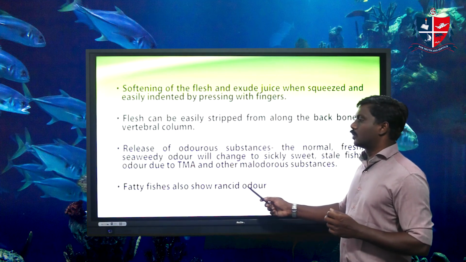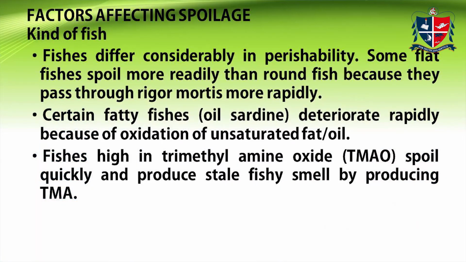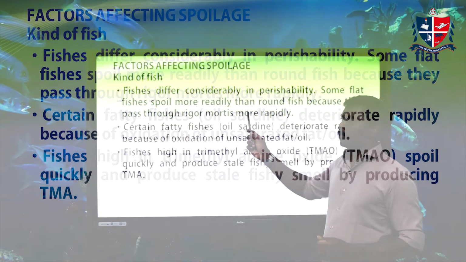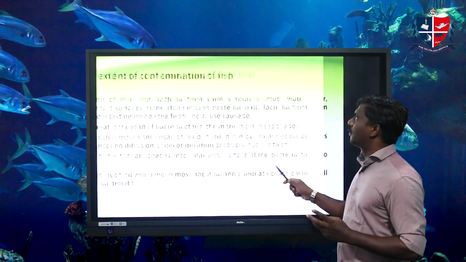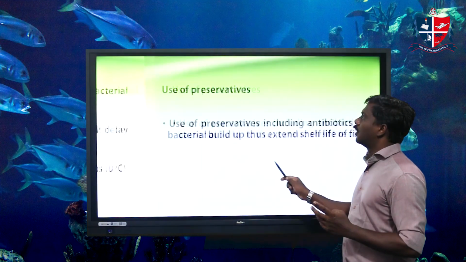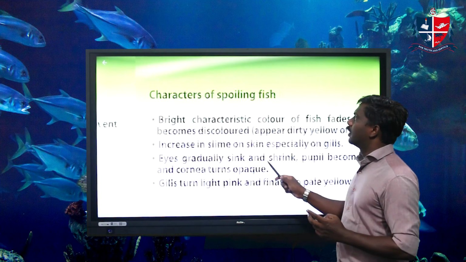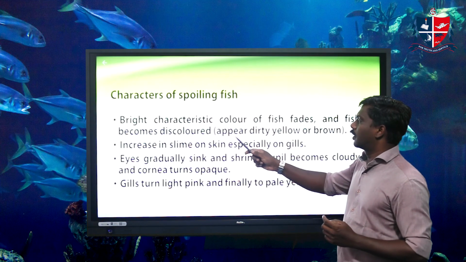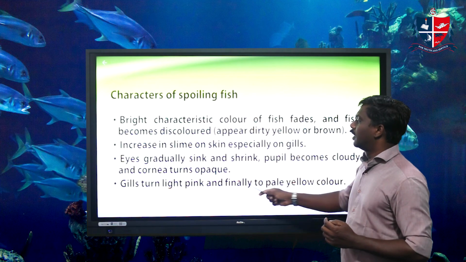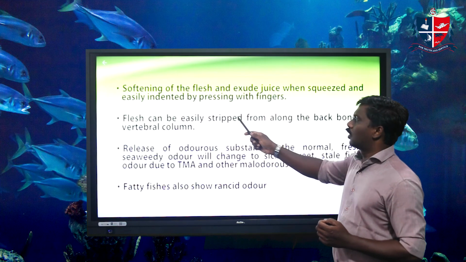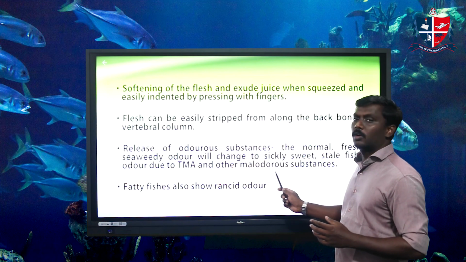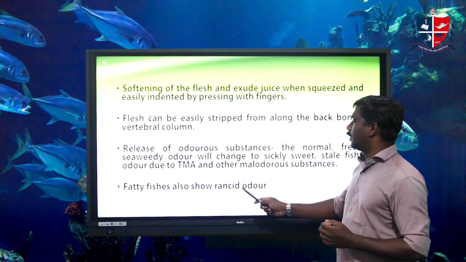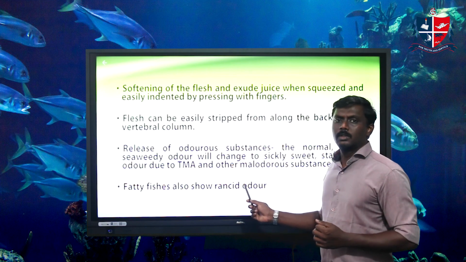Fatty fish also show a rancid odor. So we can conclude with the factors affecting spoilage, that is, kind of fish, condition of the fish when caught, kind and extent of contamination of fish, temperature, and use of preservatives, and the general characters of spoiling: color change, eyes, gill color change, softening of the fish, flesh stripping off from along the backbone, and release of odorous substances, and fatty fishes also show a rancid odor.